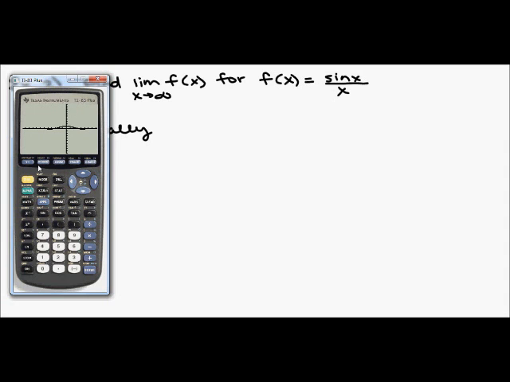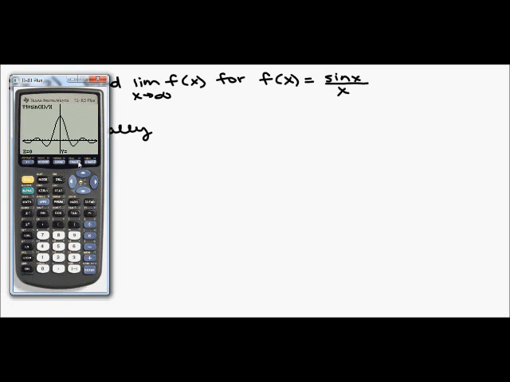And let's adjust the window. I want to make it negative 4 pi to 4 pi for the x's. And for y, we're going to make it negative 0.5 to 1.5. Okay, there we go. So here is sine x divided by x.